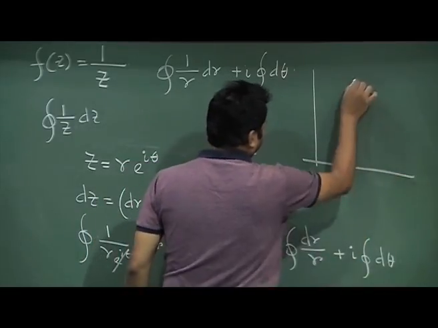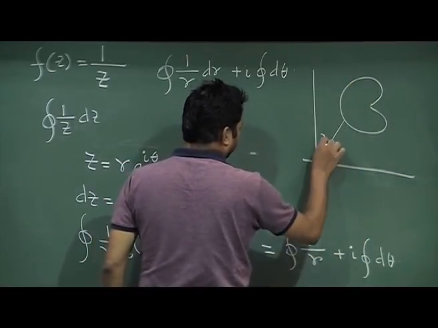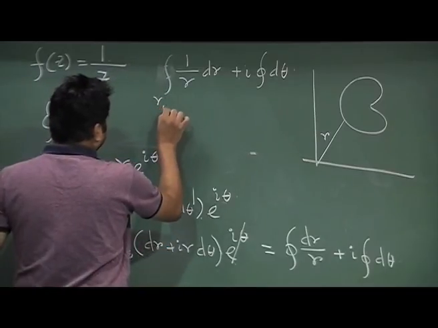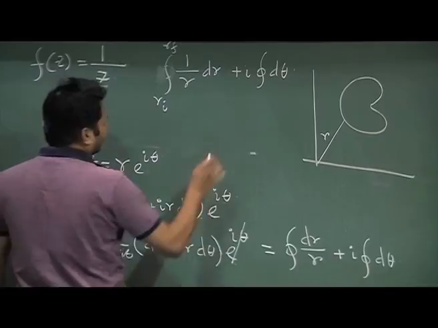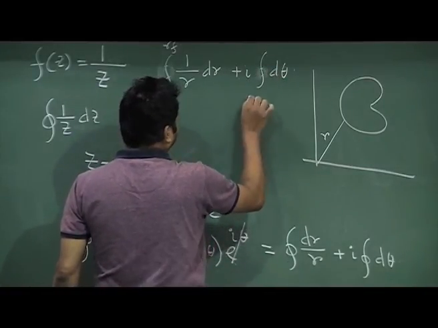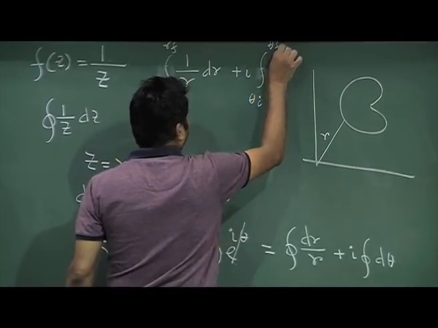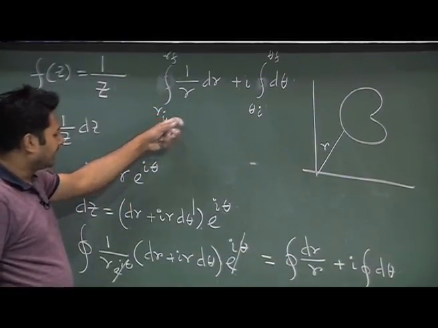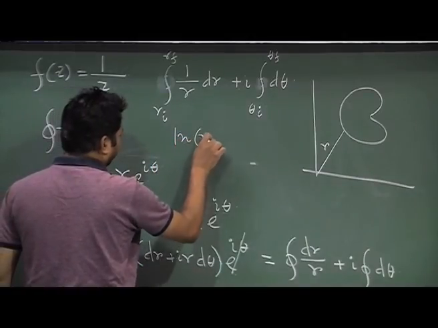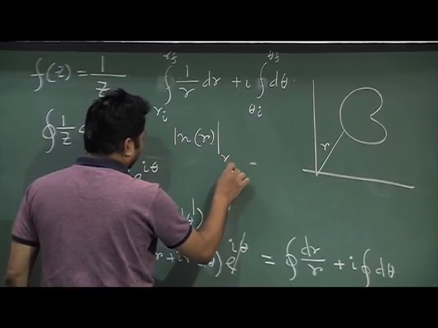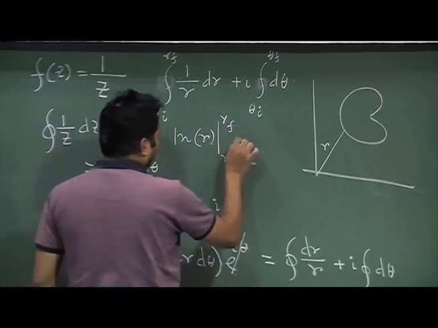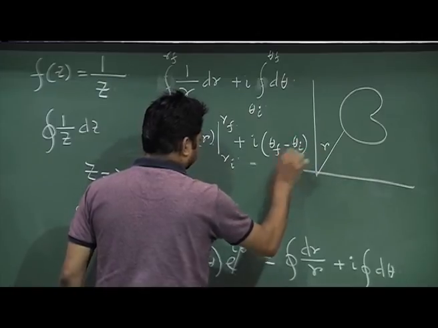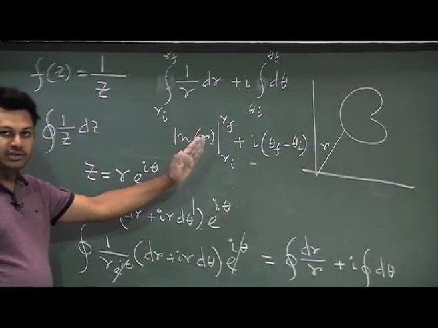Let me draw the figure once again. So this is my r. If I write, instead of having the closed path, r initial to r final, and theta initial to theta final, now you can find that this is ln of r_f by r_i plus i times theta_f minus theta_i. This is in general, if I go from some initial point to some final point.